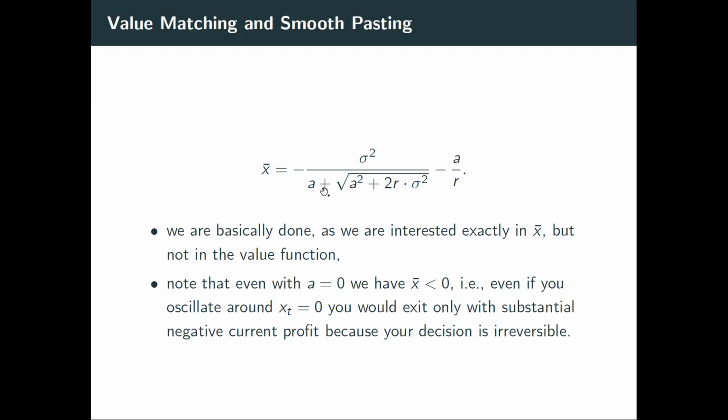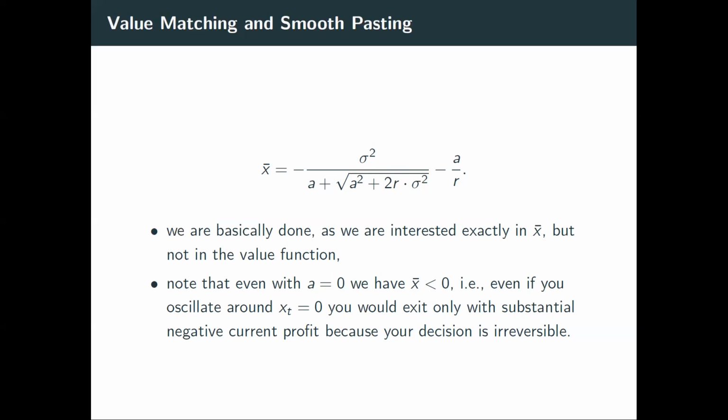And if we substitute A equal to 0 here, here it will be 0, here it will be 0. So eventually we will get some negative number here, right? Because from this term it will be minus sigma squared divided by square root of 2r times sigma. So eventually it will be minus sigma divided by the square root of 2r. But in any case, I do not care about the particular expression. What is important, it will be negative, right?